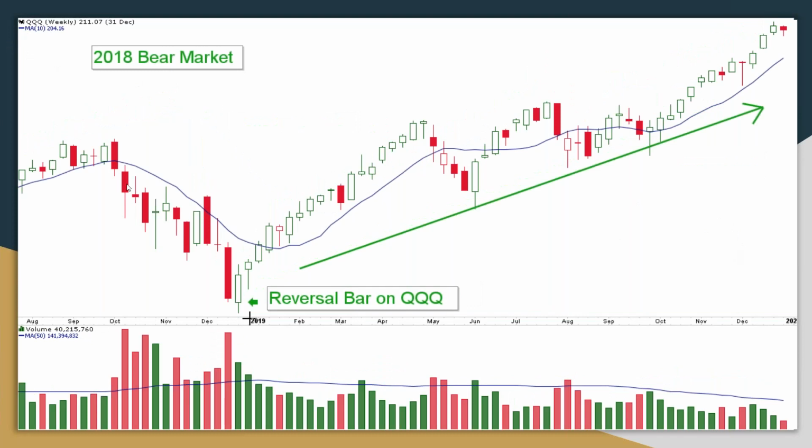Now, in 2018, there was a fourth quarter bear market. There wasn't a reversal on the S&P 500, but there was a reversal on the NASDAQ 100, QQQ. All right, look at this. You had a nice, I think it was a 25% bear market, and then boom, you get a reversal. There was a huge rally in 2019, okay? So this is a great way to not only time the bottom of stocks, but also to buy pullbacks in the overall market as well, all right?